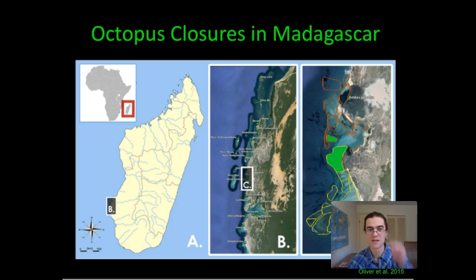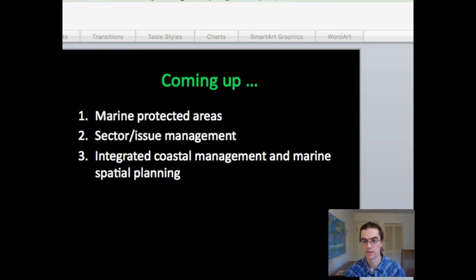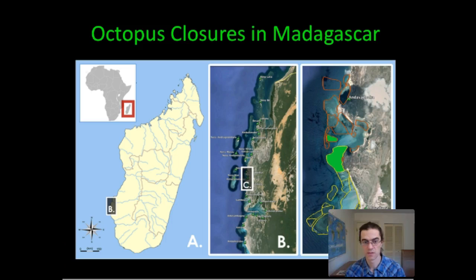So some maps here. Obviously Madagascar off the east coast of Africa, and then we're down in, as we call it, the southwest corner of Madagascar, and then really this neat map showing 25 different villages of the locally managed marine areas. This vertical box is about 75 kilometers, so it gives some scale there. This is coming out of Oliver et al. in 2015. We can include that article as well.